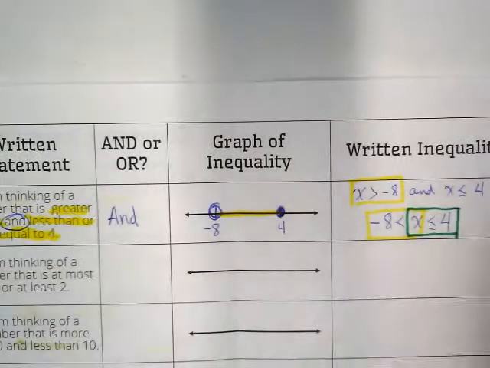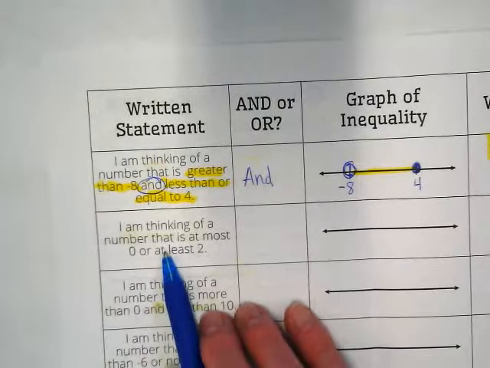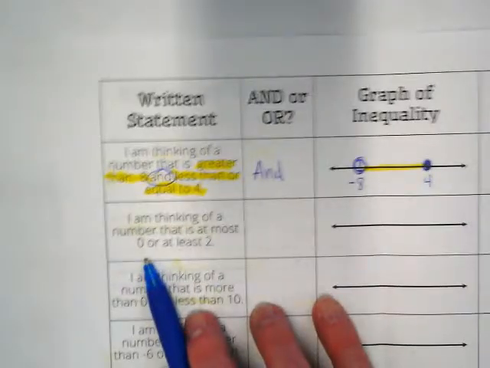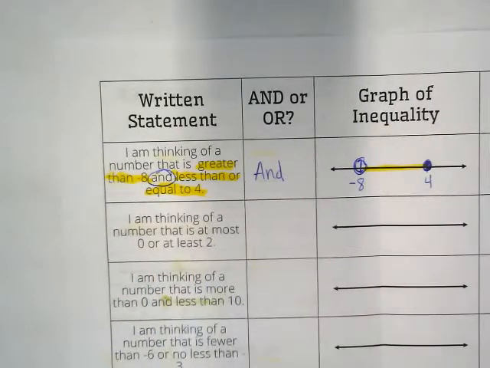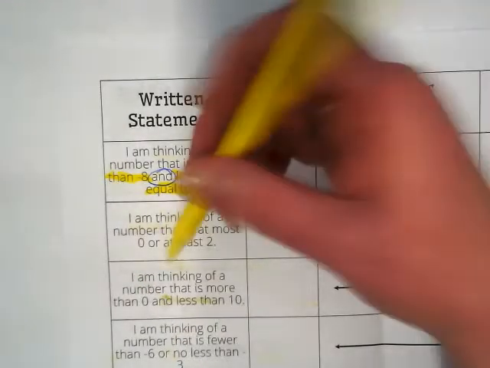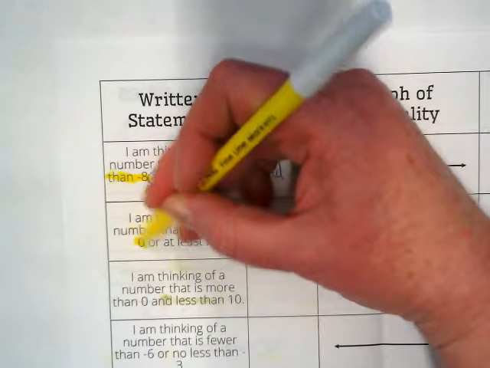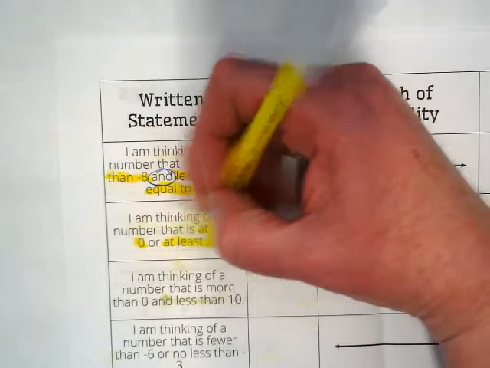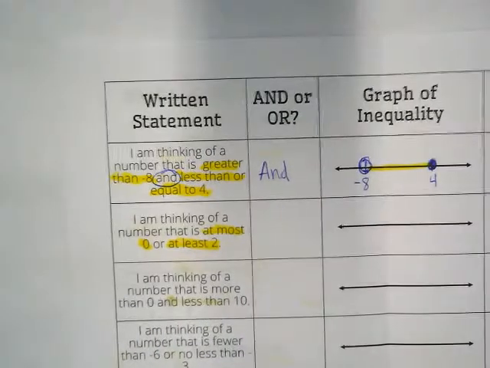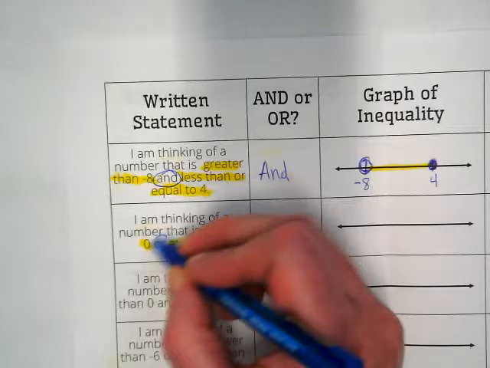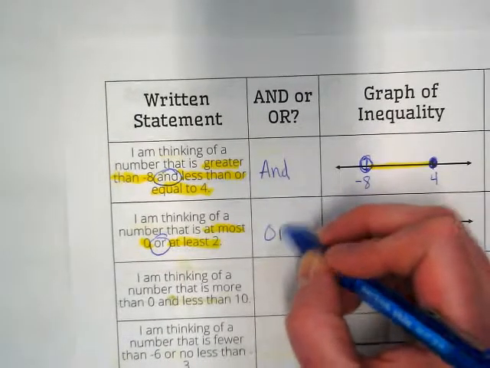Let's try this one here. I am thinking of a number that is at most 0 or at least 2. What's the number? At most 0, at least 2. What's our word then? This is an or statement.